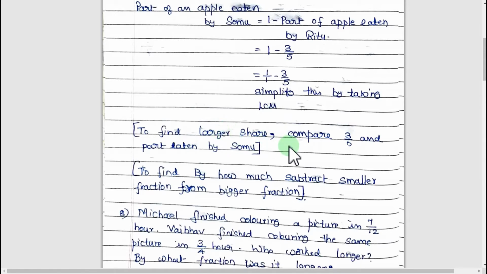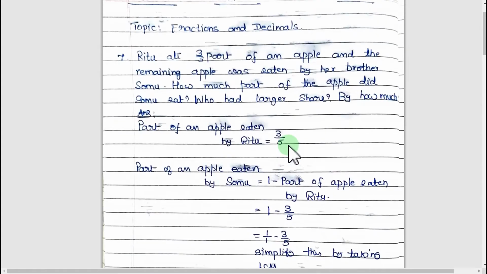So after getting which fraction is larger, then you have to write proper sentences like who had the larger share. For that, after getting the larger share, you have to write a name. If Ritu's part is larger, you have to write Ritu had a larger share.